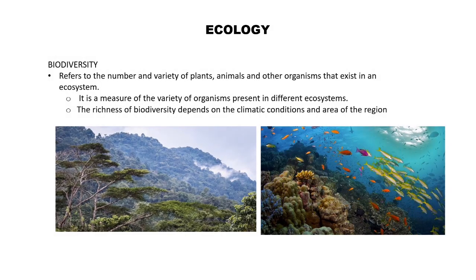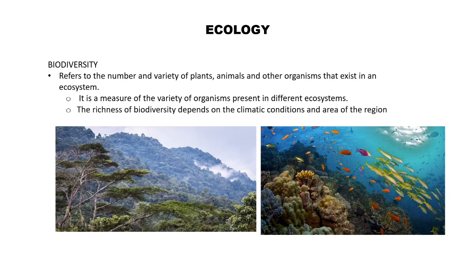Now, one of the most important ideas within ecology is biodiversity. Biodiversity refers to the number and variety of plants, animals, and microorganisms that exist in an ecosystem. It includes how many species there are, how different they are from each other, and how they fit into the larger ecological picture. And what this really means is that ecosystems with high biodiversity tend to be more resilient. They recover from disturbances more easily, and they support more stable interactions over time.